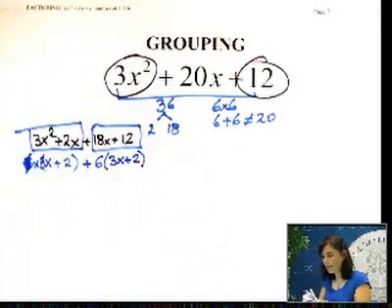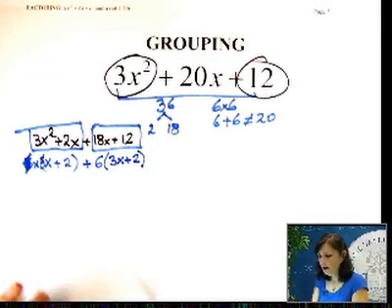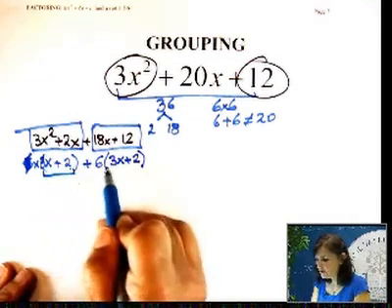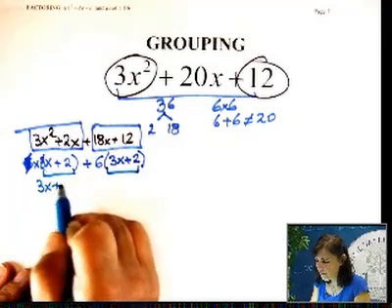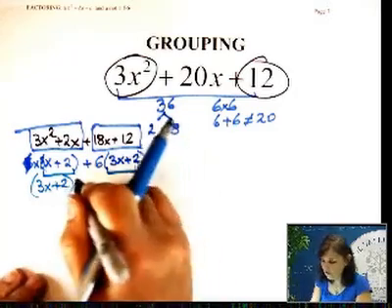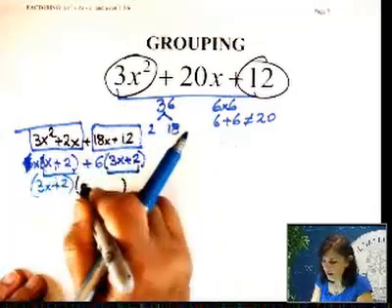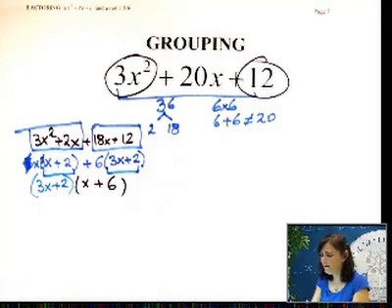Then you look at the whole thing. Watch. This 3x plus 2 is repeating. Distributive property, take it out. What do you have left? You're going to have x plus 6 left. Beautifully done.